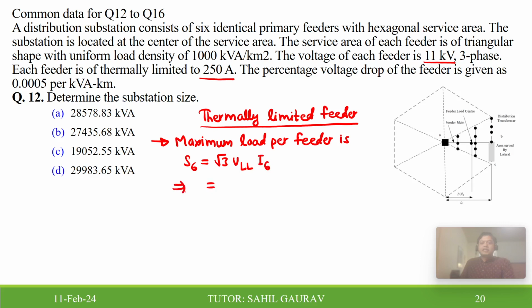So S6 will be root 3 VLL, where VLL is given as 11 kV line to line voltage, and thermally loaded capacity is 250 ampere. So it will give you 4763.14 kVA. So this is the loaded capacity of each feeder.